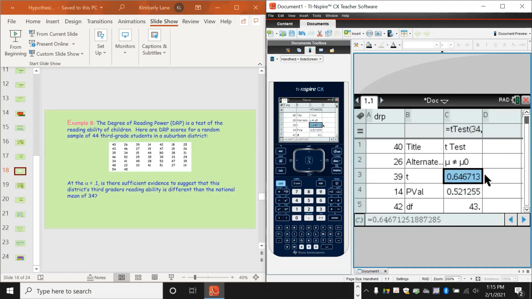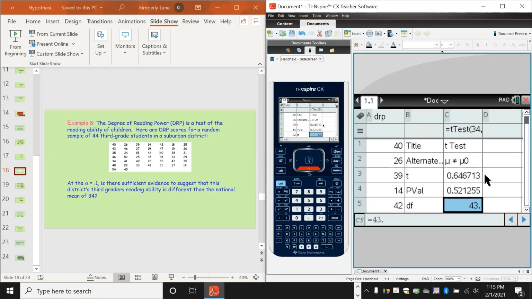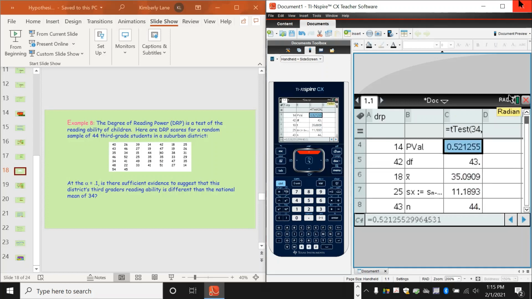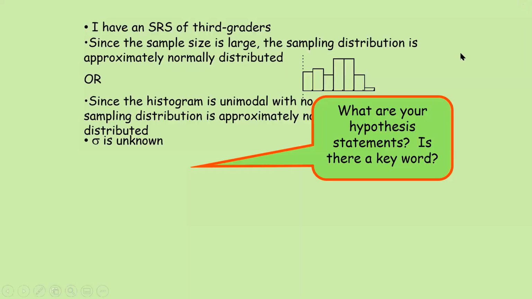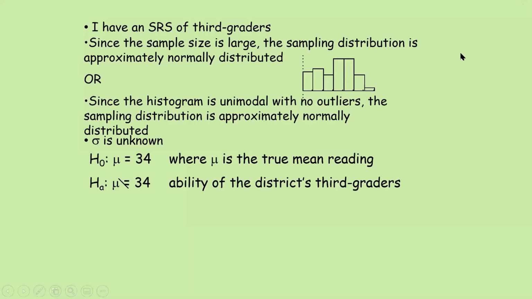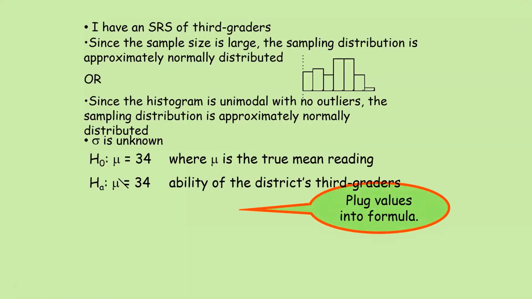So notice here, you need to write down your t-statistic and you need to write down your p-value. Your p-value is 0.52. And notice for a t-test, it gives you your degrees of freedom as well. So make sure to put all your output here as you're showing work for calculator. So again, we wrote our statements. We're testing against not equal to.